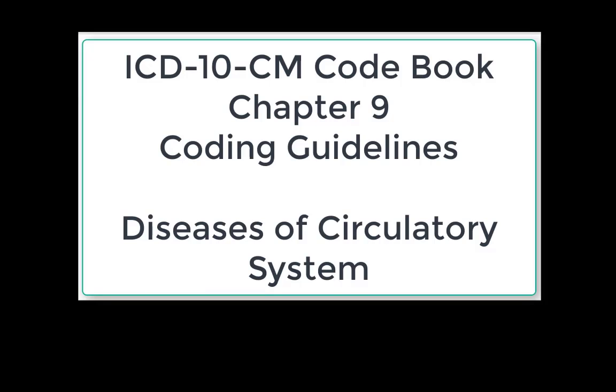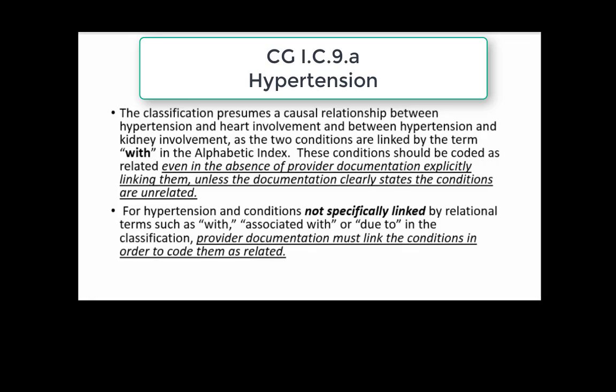Today we're going to talk about the Chapter 9 guidelines. These are diseases of the circulatory system, and there are not a lot of changes, one primary one which we'll talk about towards the end of the podcast. The one thing that changed was more of a clarification when the term "with" is used in the alphabetic index.